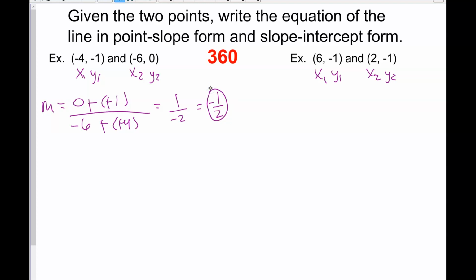When I do that, 0 minus a negative 1 is positive 1, and a negative 6 minus a negative 4 would be adding 2. So that's what we get as an answer there.